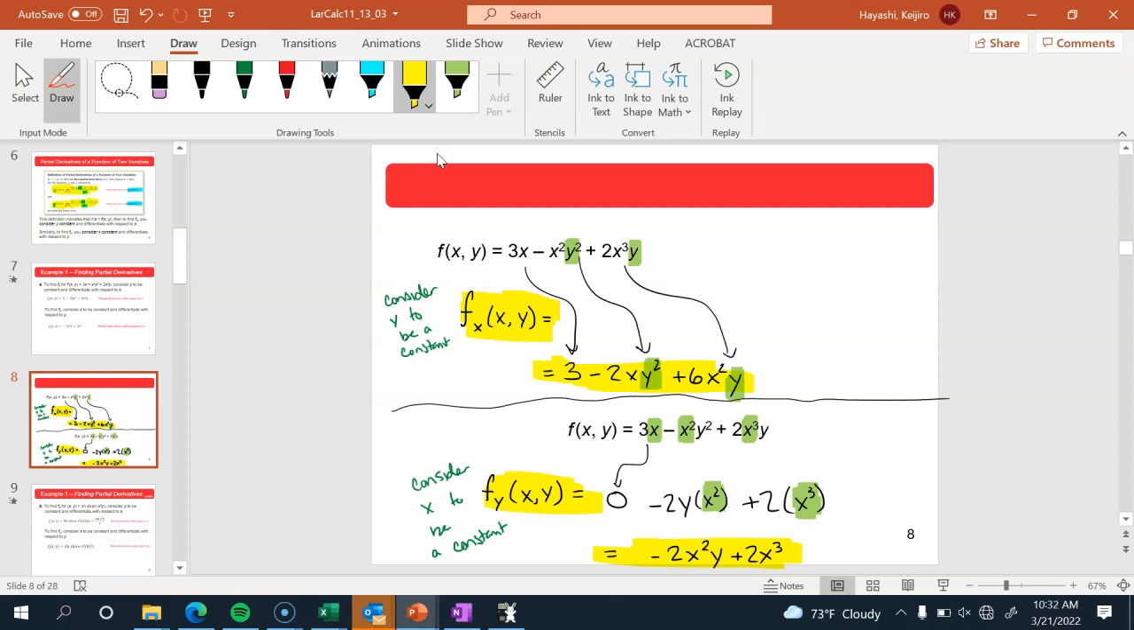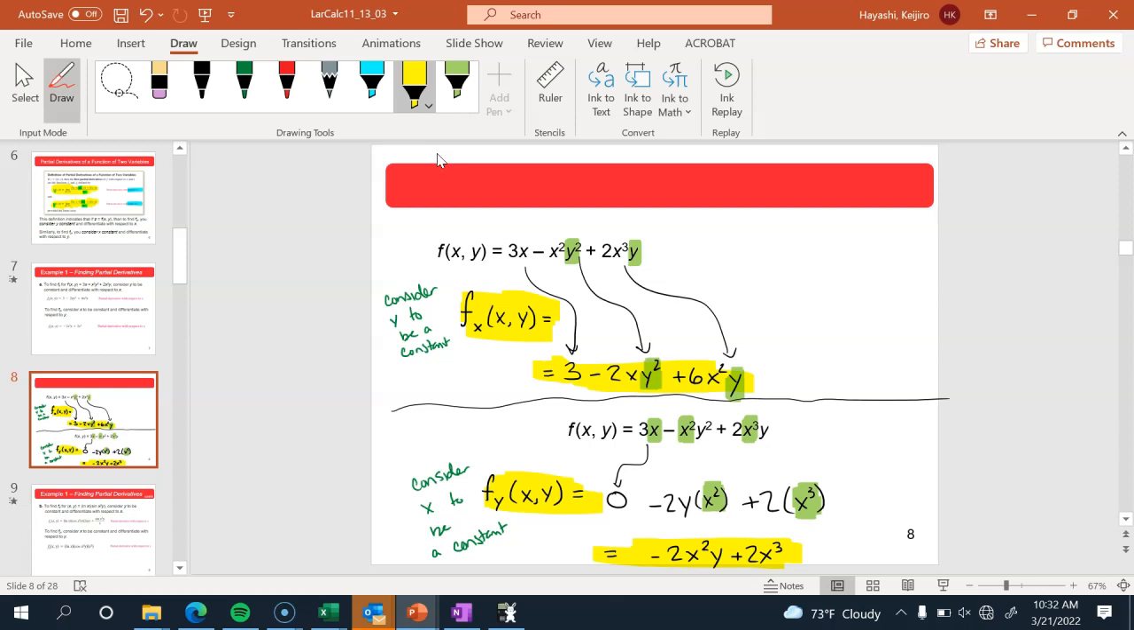So yeah, the partial derivative with respect to x and with respect to y are generally going to be pretty different from one another, because there are very few functions that are exactly symmetric with respect to x and y. Most usually contain some sort of mix.